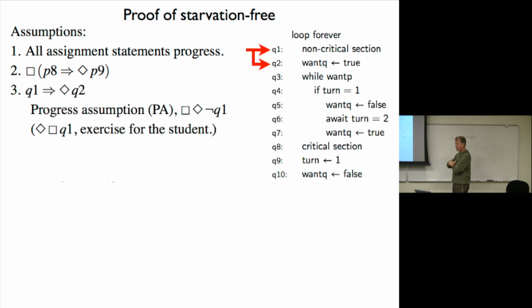Okay? Now the third one. Now this one seems to sort of go against what we're trying to do here, because this one says, if you're in Q1, you will eventually get to what? Q2. So what we're saying is, for this argument to work, one of the processes cannot hang up in Q1.